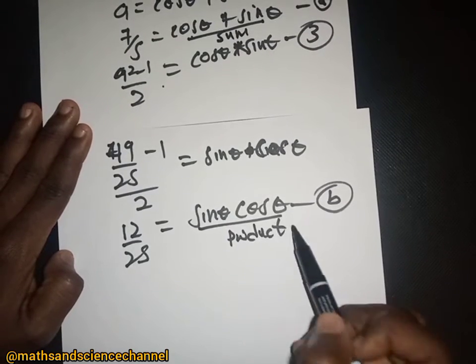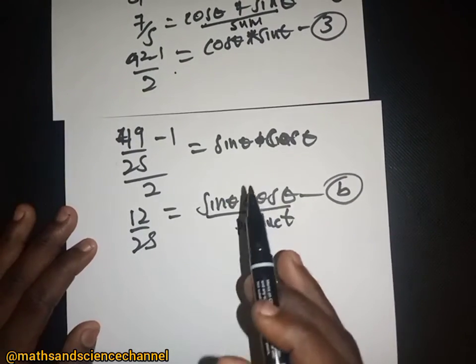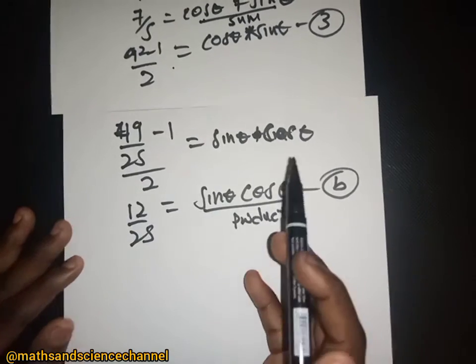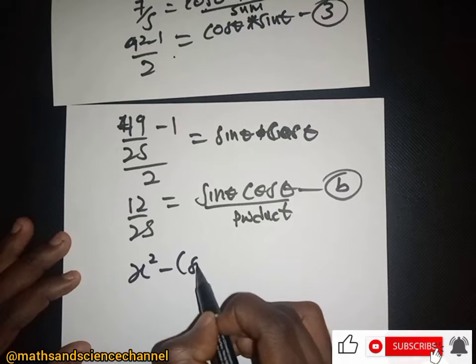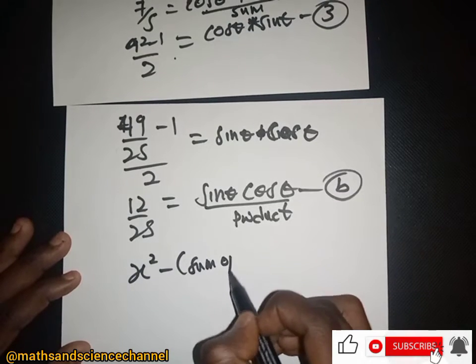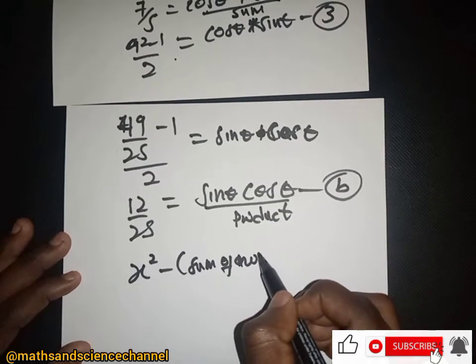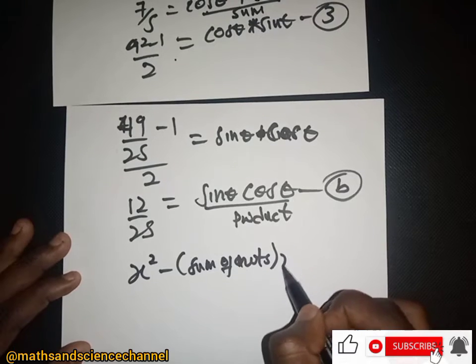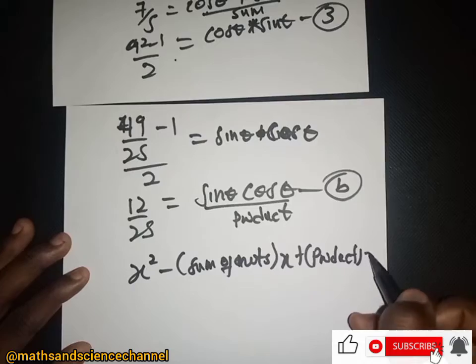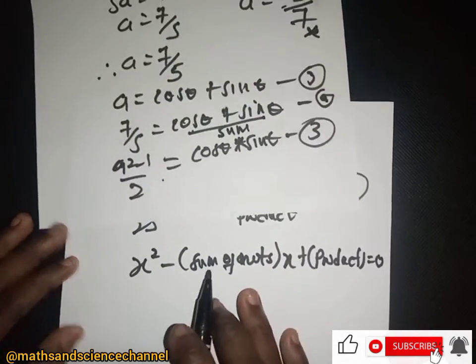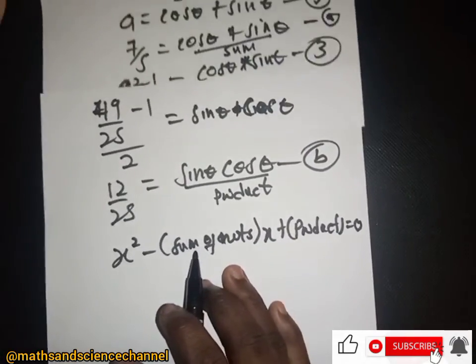Now what does this tell us? It tells us about the quadratic roots, right? For the quadratic, the general equation is given by x squared minus the sum of the roots, the alpha and beta roots, times x, plus their product, being equal to 0. So we are going to use the formula to write out the equation here.